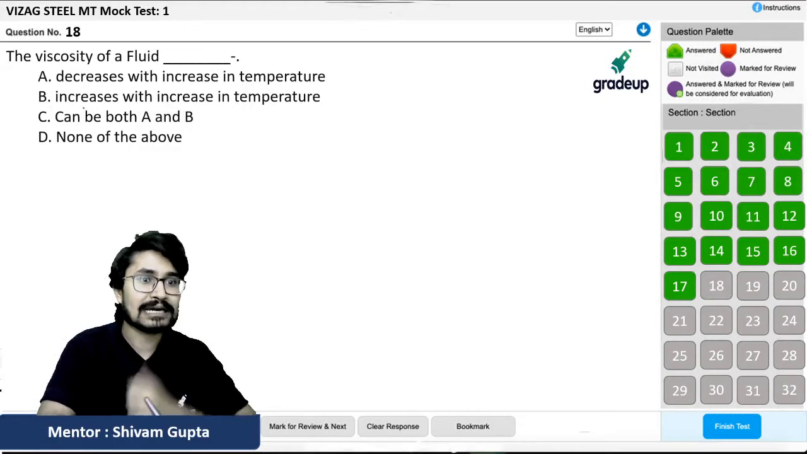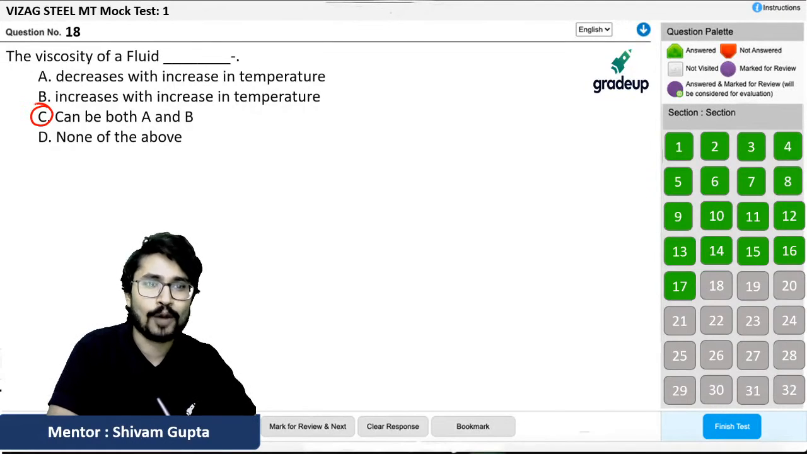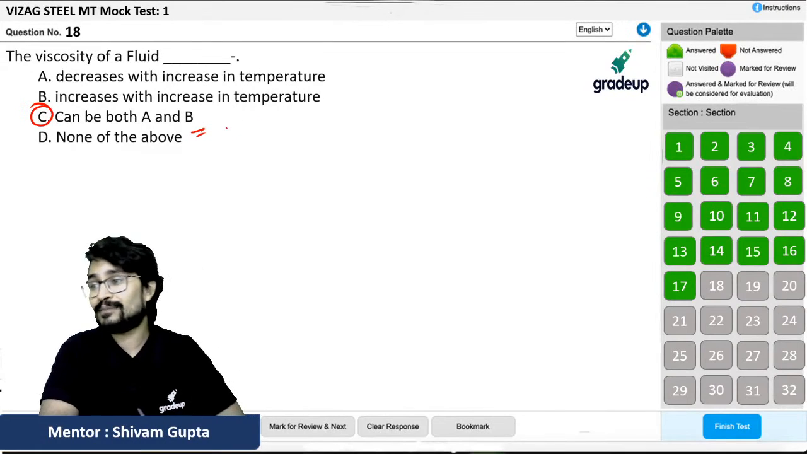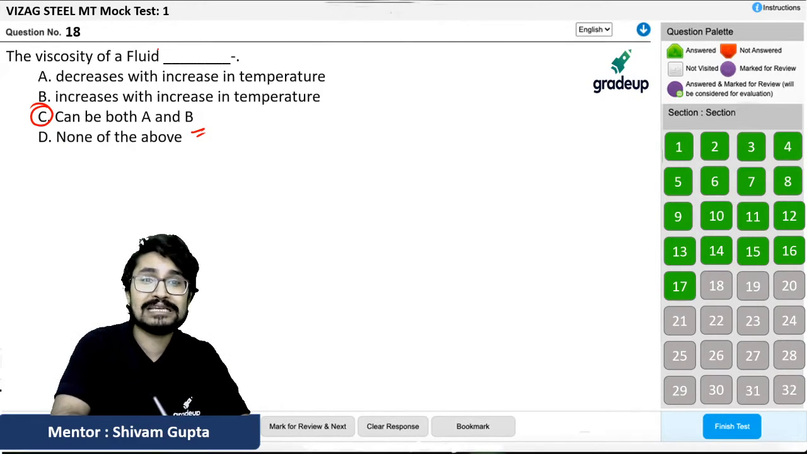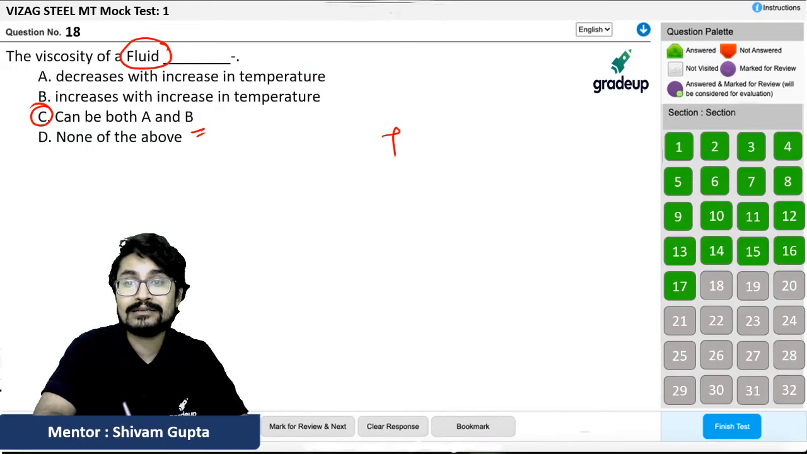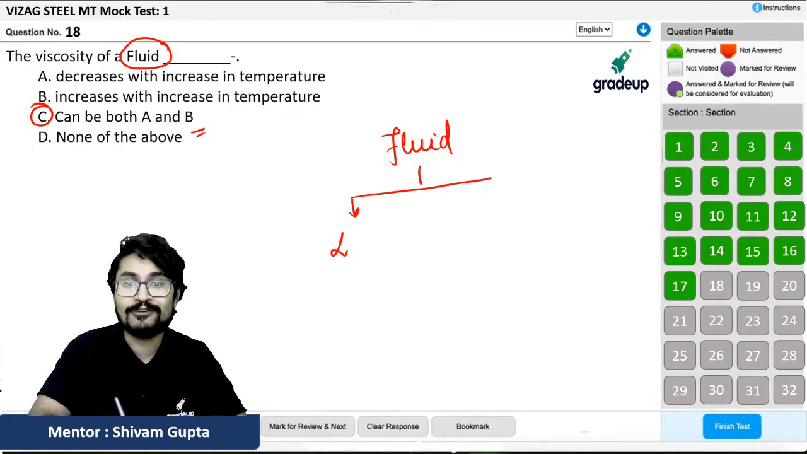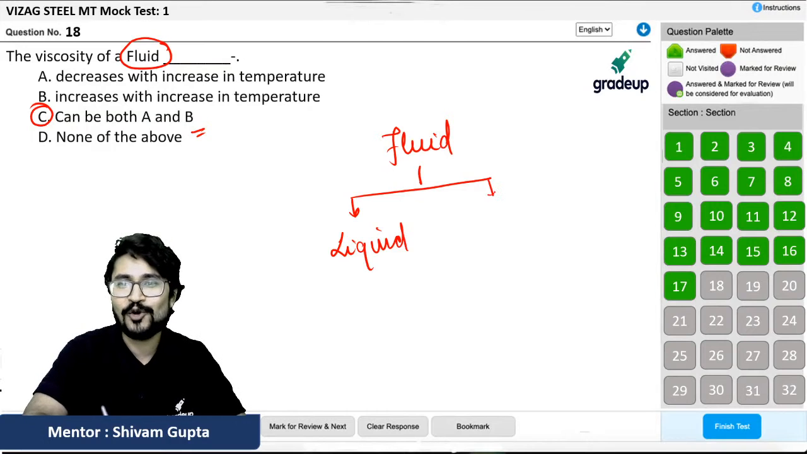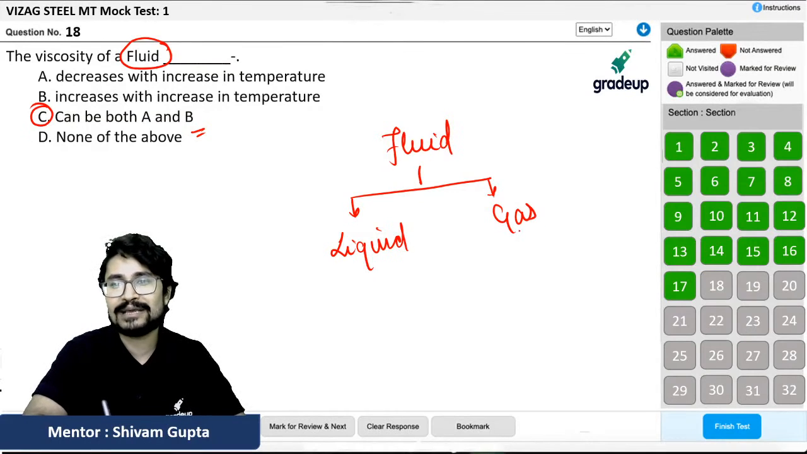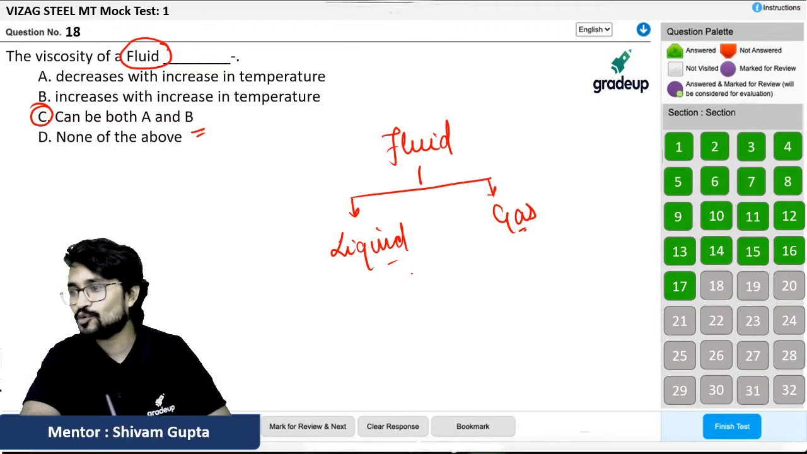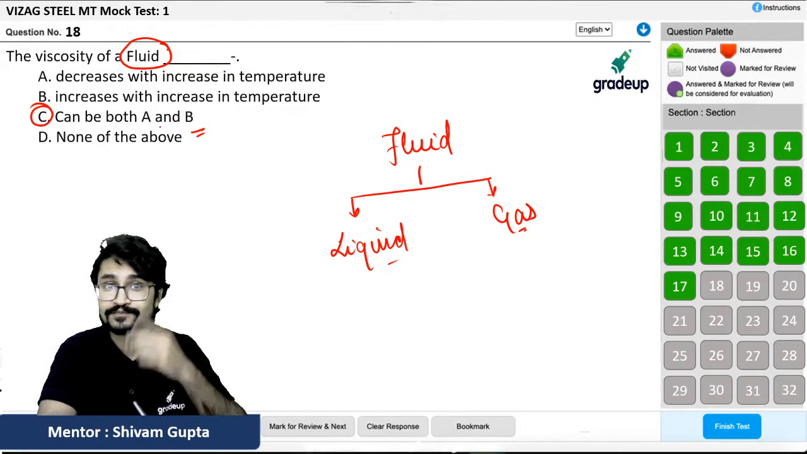Yes. The correct answer is option number C. Option number C is correct. My friend, you have to see that here it is written as fluid, and fluid can be gas, fluid can be liquid. There are two types of the fluid available. One is liquid and one is gas. So how can you answer on the basis of liquid and gas? You have to answer on the basis of both.